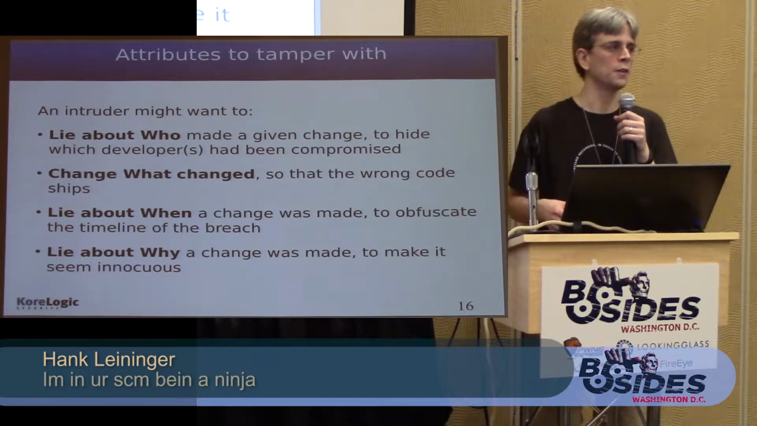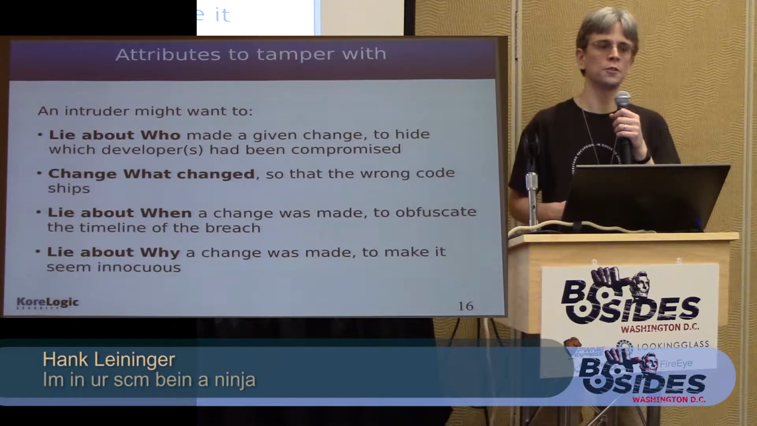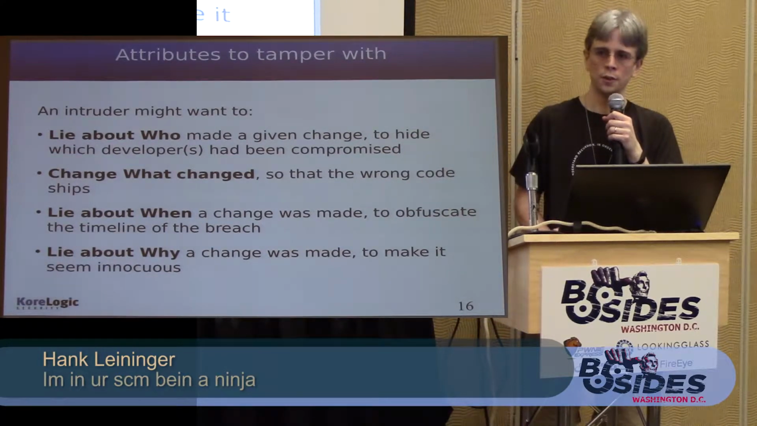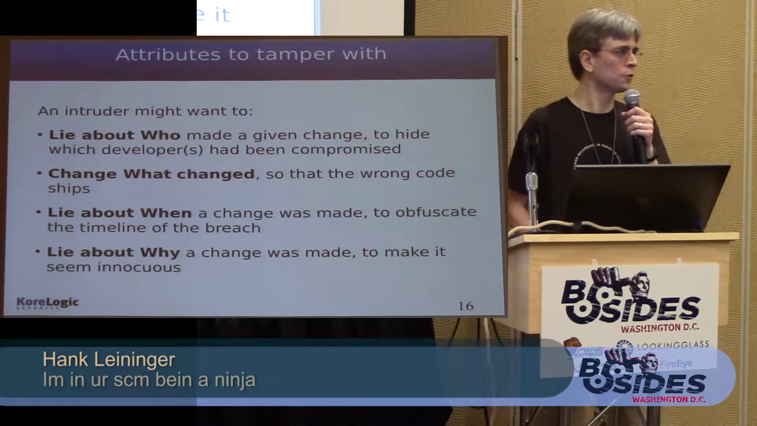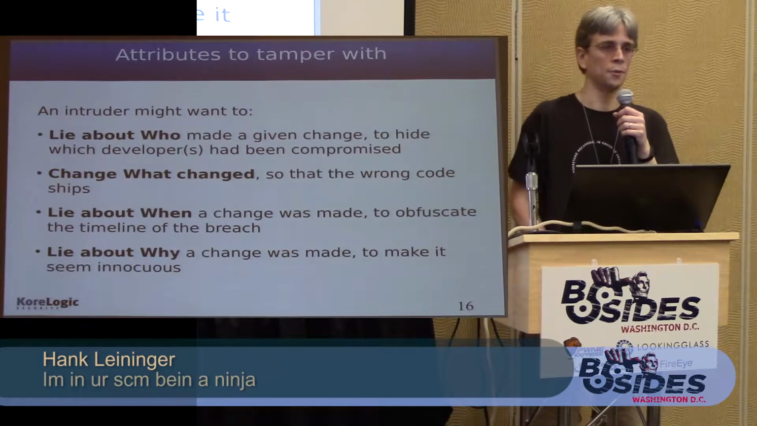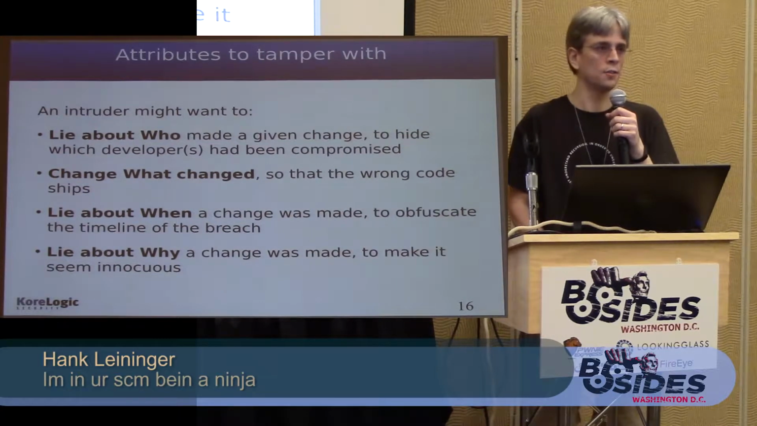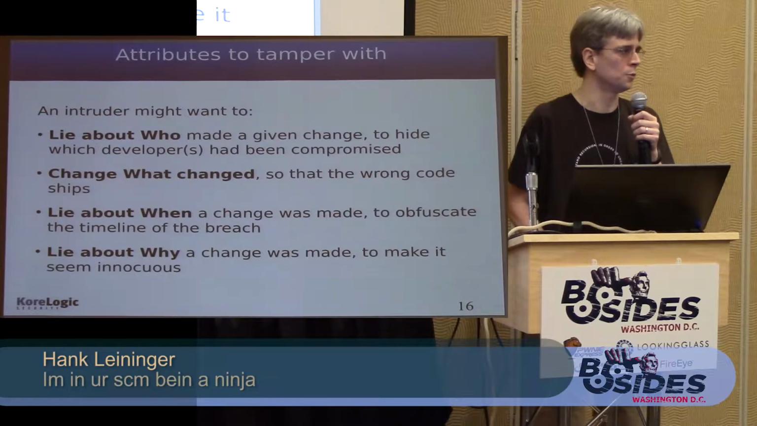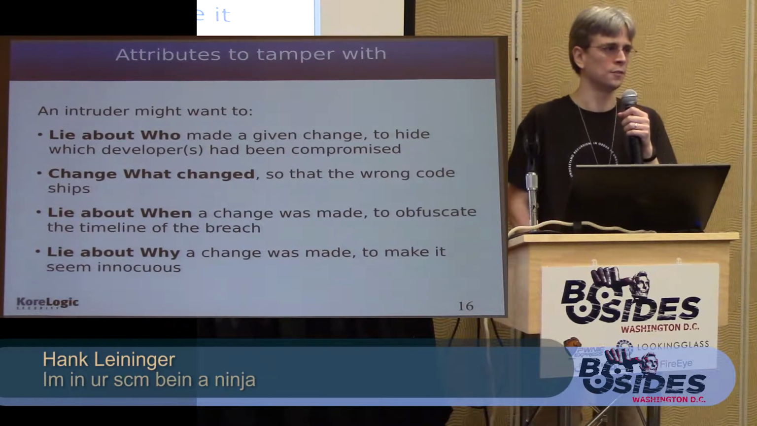They may want to change what changed, as in rewrite the history of an existing commit so that what you thought was the code you were shipping is no longer the code you were shipping. After it passed the QA tests, the bad guy changed the code in your repo, so now you check out the code, build it and ship it, and it's not what you thought.